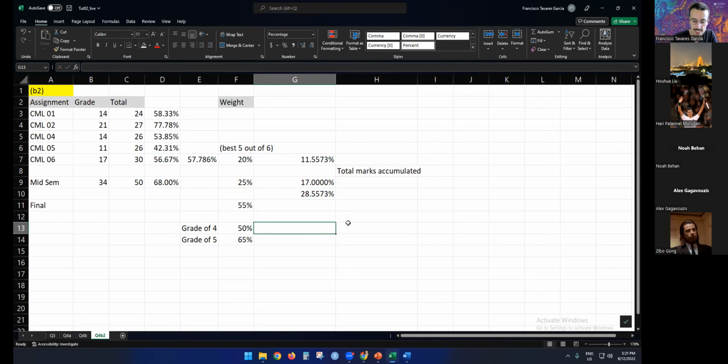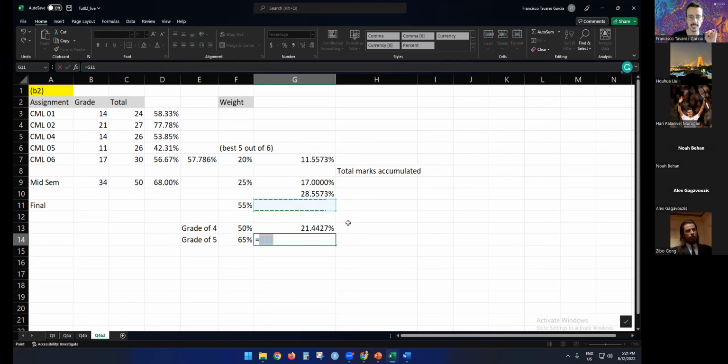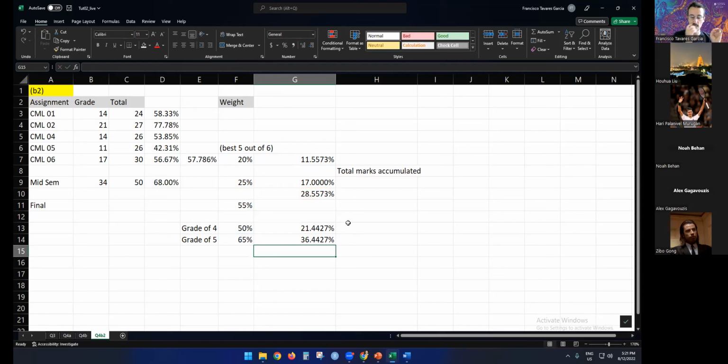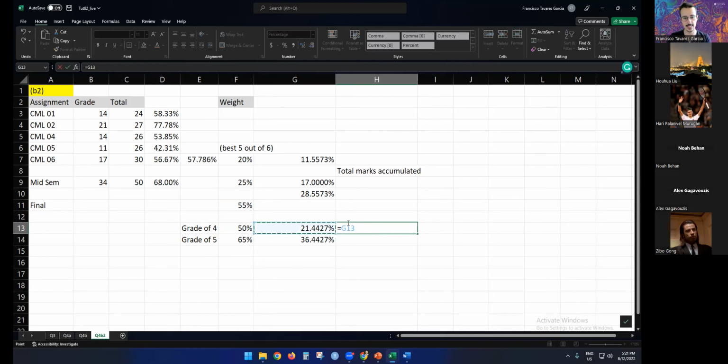So same technique. Let's see, we already have 28. So this guy minus 28 means for a grade of 4, I need another 21%. And for a grade of 5, I need, oops, equals this minus this guy. I need another 36% out of the 55% that I have. So we will have this divided by this, and this guy divided by this.